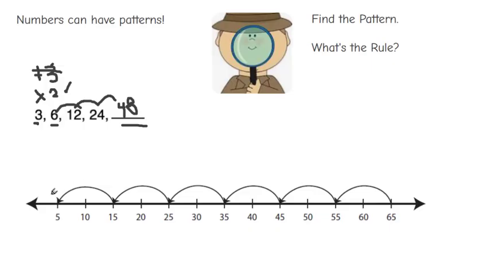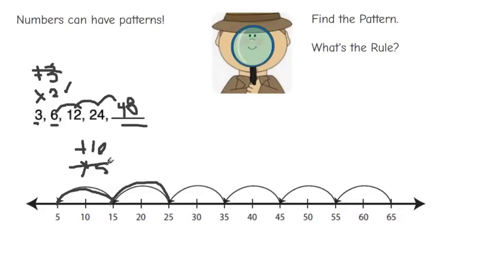Let's look at a number line that has a pattern. For me to go from 5 to 15, I could add 10. I can also multiply 5 times 3 and get that number 15. Now let's go to the next step in our pattern. The next one is 25. Can I multiply 15 times 3 and get 25? No. Multiplying by 3 does not work.